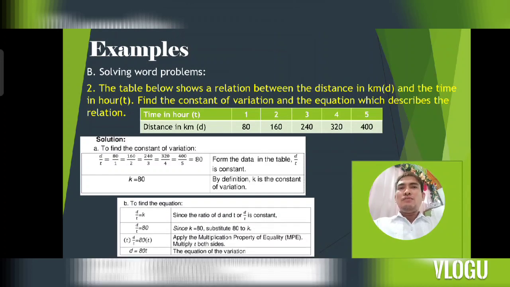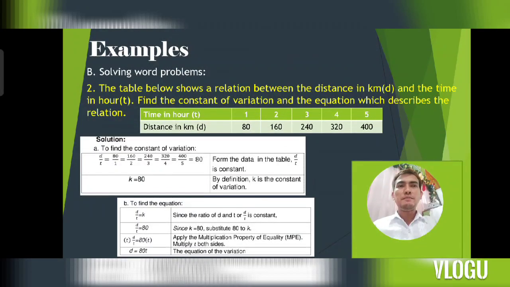Now, to find the equation, how would you find it? From there, d over t is equal to k. Remember that one? It could be represented by d is equal to k times t. Since the ratio of d and t, or d over t, is constant, you would substitute k is equal to 80. So d over t is equal to 80, and then apply the multiplication property of equality, or MPE. Multiply t on both sides. And that's why you have d is equal to 80t. That's the equation of the variation. Is that clear now?